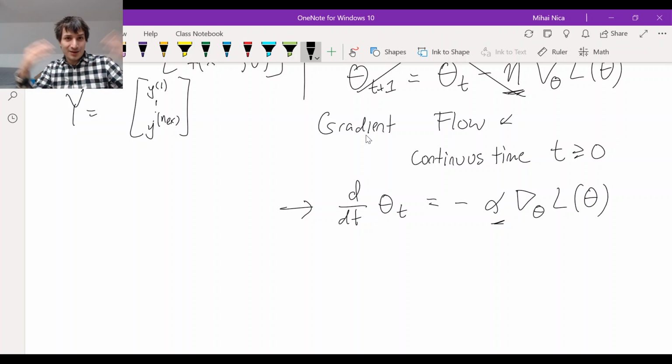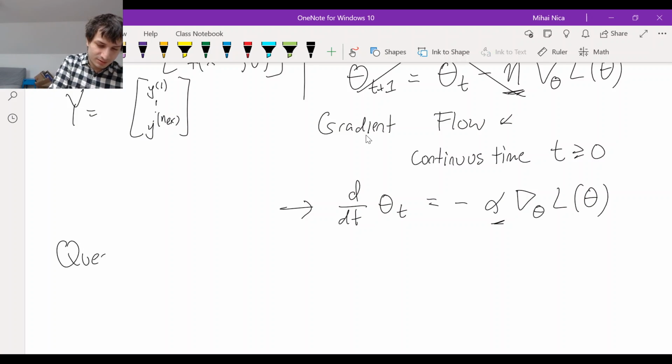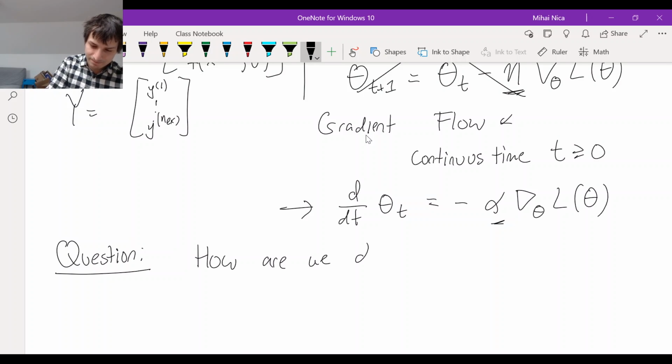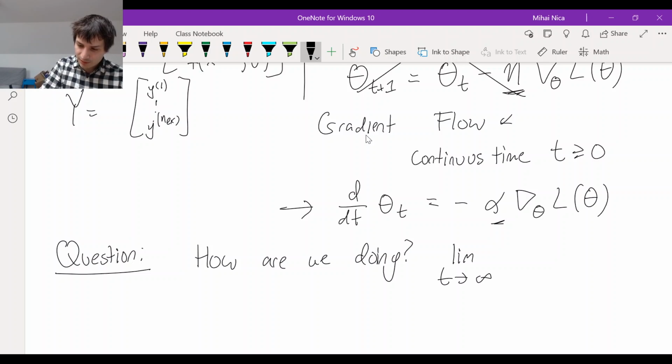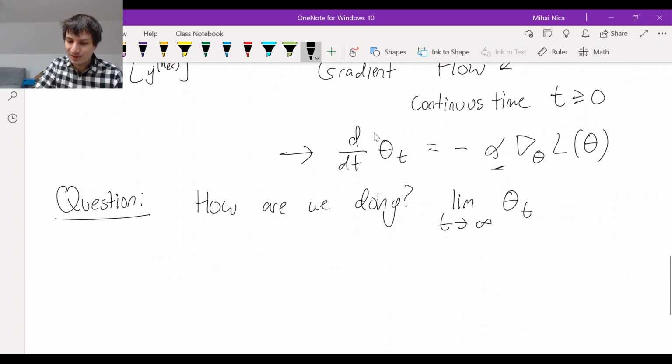done training, after a long amount of time of going by this gradient flow rule, so question, how are we doing? So in this limit, the limit as t goes to infinity of theta of t, that's what happens after we train for a long amount of time. Can we say how well that does? Let's call this thing theta infinity, if it exists. How are we doing in this limit?